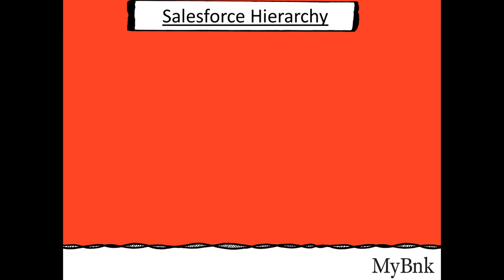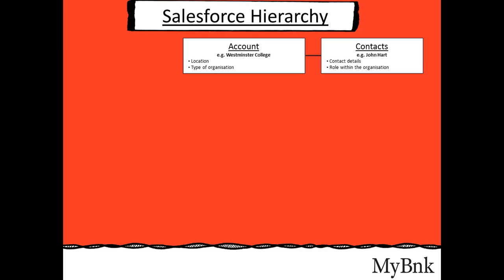The Salesforce system consists of different objects. An object is, for instance, an account. In this example, it's Westminster College. It can be any of our host organizations. They are all in the system as accounts. You find information on there like the location, the type of organization it is, etc. And you will also find the contact details of the people that are important at that account for us.